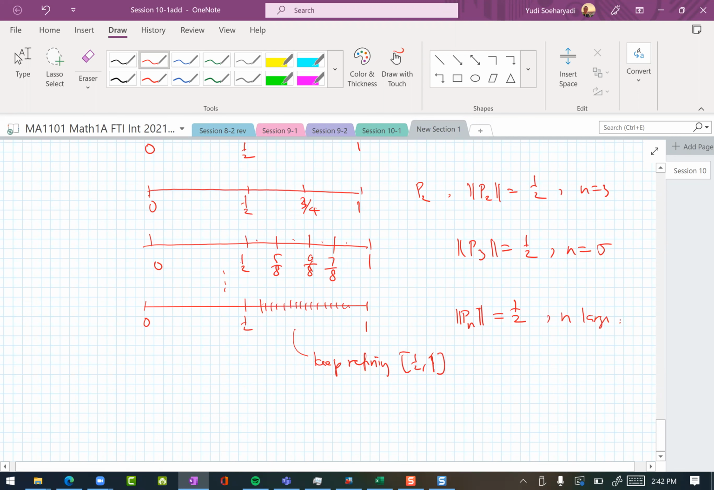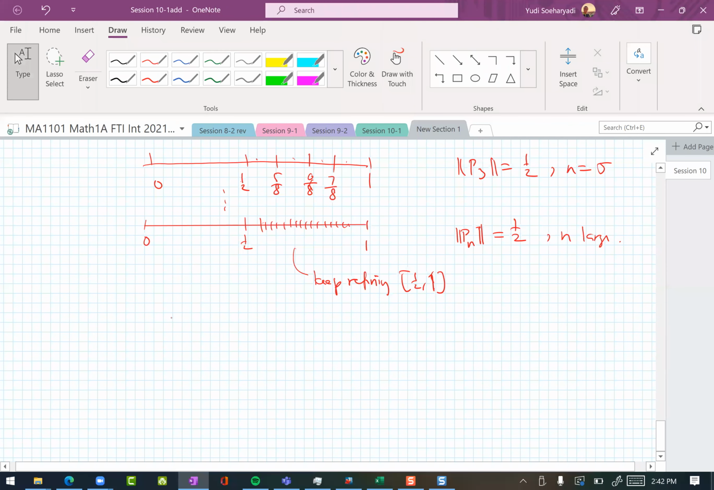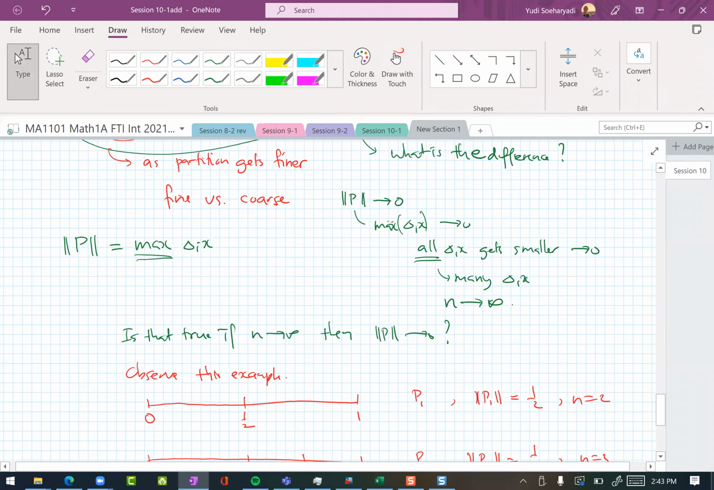Okay, so you see that in this example, you see n gets larger, but the norm of the partition is still 1/2. So it doesn't go to 0. Okay, see there are two different things. So we use this one.